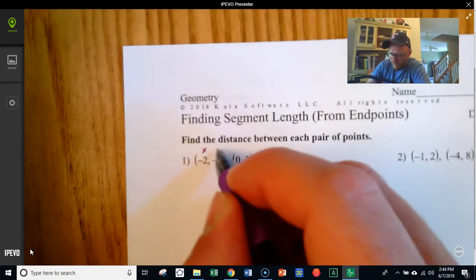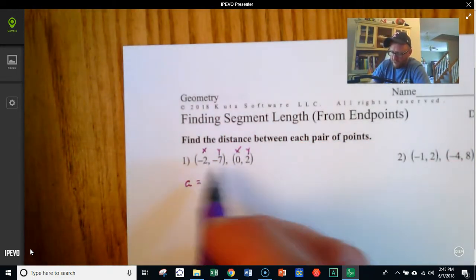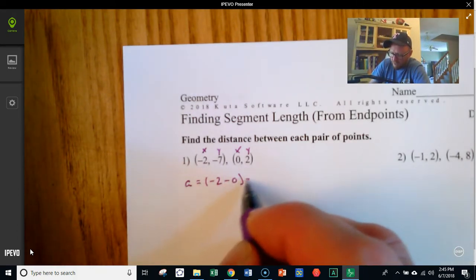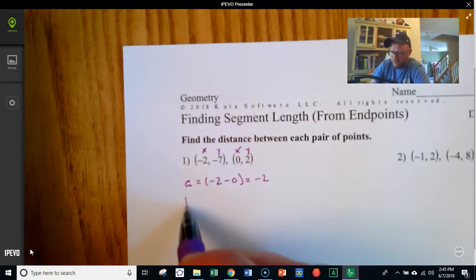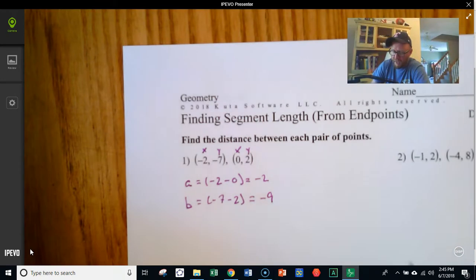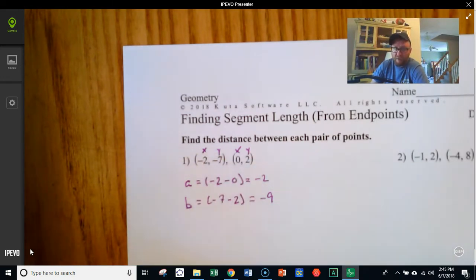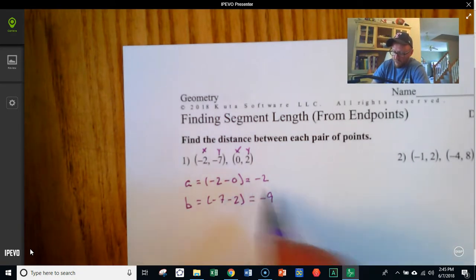So I've got x and y and x and y. A is going to be negative 2 minus 0, which is negative 2, and B is going to be negative 7 minus 2, which is negative 9. Now, it's not necessary for you to subtract in the same order. Notice I went negative 7 minus 2 and negative 2 minus 0. It's not necessary, but it's a good habit to get into, because there are some cases where it is necessary to do it that way. All right, so I got negative 2 and negative 9.